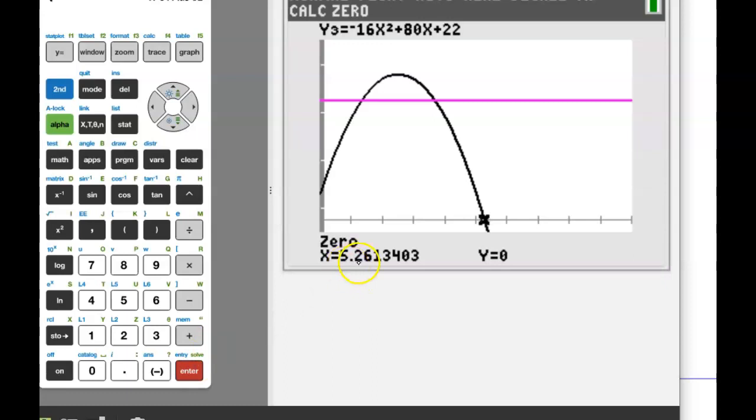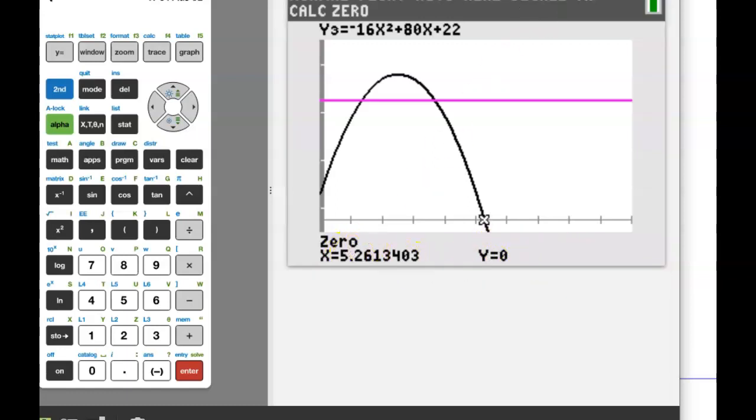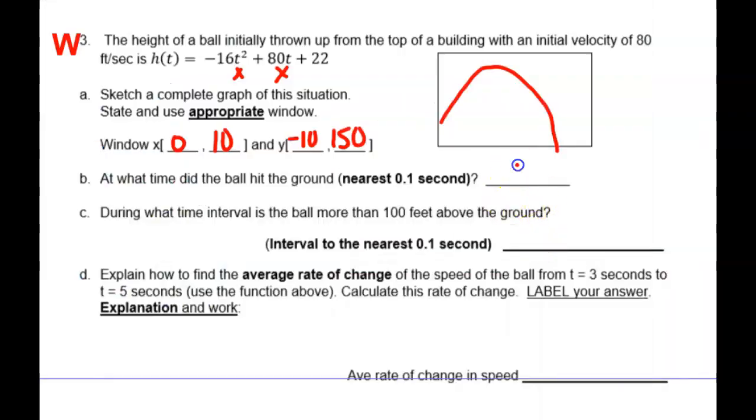And I have 5.26. Now, sometimes this number back here is real wonky. You get like negative 1.3 E15, right? Or E negative 15. That's just calculator error. All right. To the nearest tenth would be 5.3.